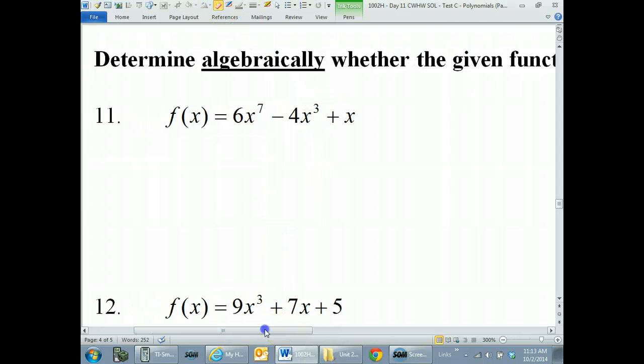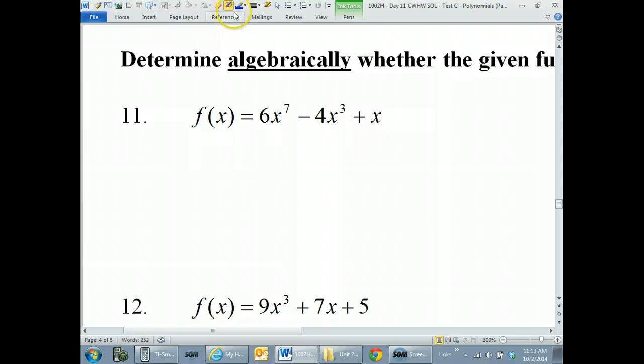Yeah, remember, this is the one where the first thing we do is we write negative f of x. We write the opposite function. Negative f of x is the one where you distribute negative 1 through everything. So that's negative 6x to the 7th power, positive 4x to the 3rd power, and minus x. You know, I like to put a box around things, so we do that.